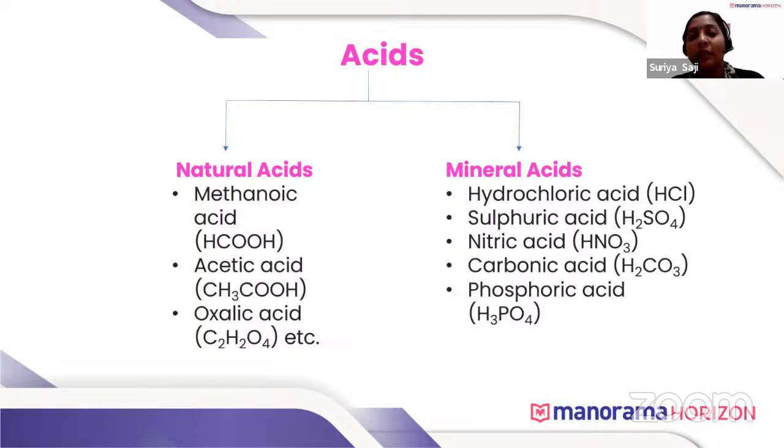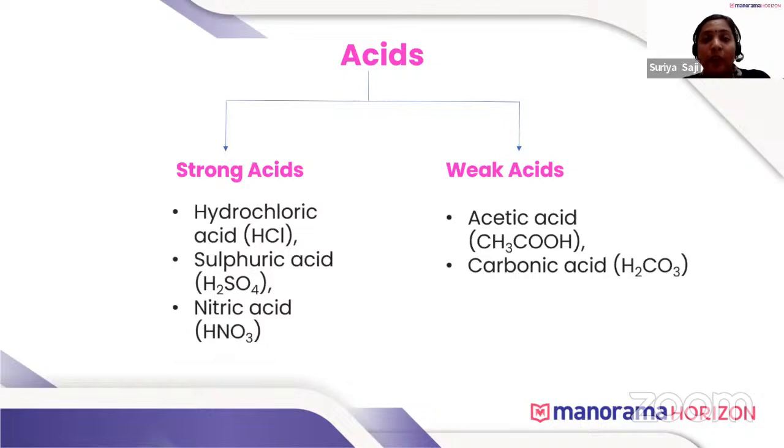Acids can be classified into two types based on their origin, that is natural acids and mineral acids. Natural acids include methanoic acid, acetic acid, and oxalic acid, which we get from nature. Mineral acids are the ones we prepare, for example hydrochloric acid, sulfuric acid, nitric acid, carbonic acid, and phosphoric acid. Along with the names, you have to note down the chemical formulas of the acids as well, like the chemical symbols.